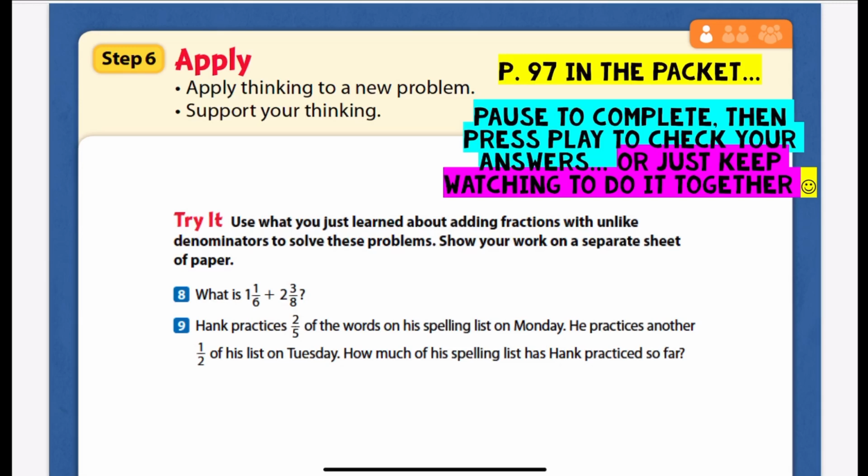So let's do our final part of this, okay? So now we are on the applying portion of our step. And we are on page 97.